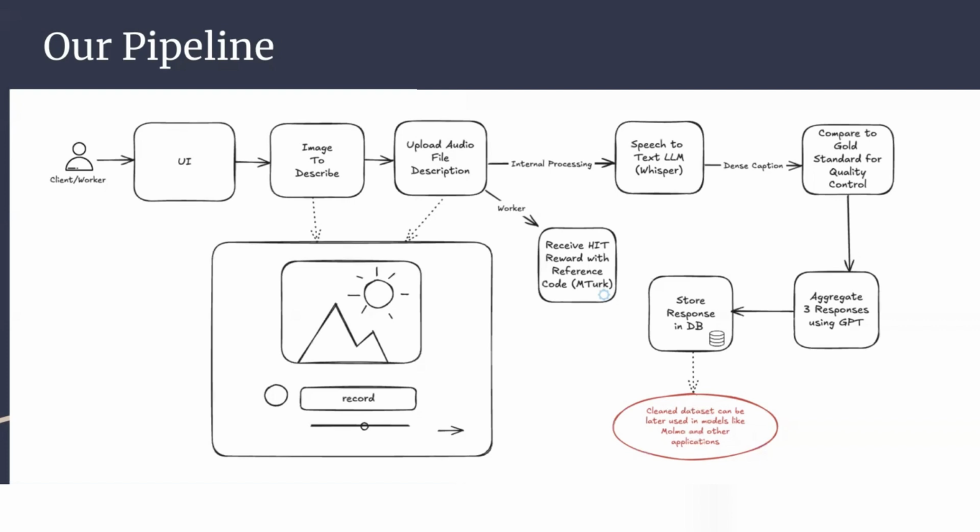And in terms of our quality control mechanism, we first convert the audio to text and check if the text is at least 80 words. And if the text references at least 2 of the 10 keywords associated with the image, which we use an LLM to generate and which is essentially gold standard. Once it passes these, we save the response to our database. And once an image has been captioned by 3 workers, we aggregate these 3 responses into one singular long response using an LLM like ChatGPT, and then we store the final aggregated response in our database.